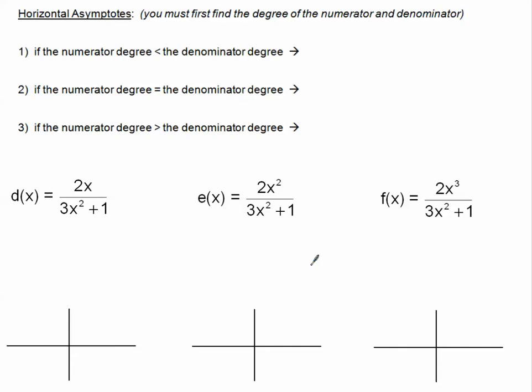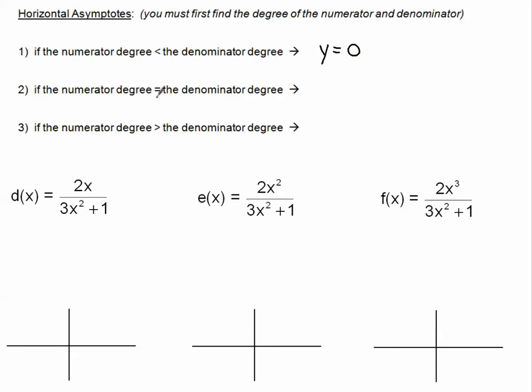Horizontal asymptotes are a little bit more complicated to find than the vertical asymptotes. For horizontal asymptotes, you must first understand what the degree is for the numerator and for the denominator. And then there are these three cases for you to determine which one is which. If the numerator's degree is less than the denominator's degree, then your horizontal asymptote will always be y equals 0, the equation of the x-axis.